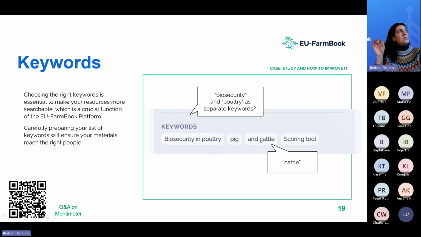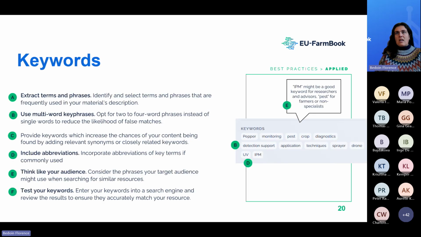The point is that you need to separate the keywords with a comma. And I guess the person has written biosecurity in poultry, comma, pig, and cattle. And that's a pity it comes out like that. It's quite easy to correct, I think, and would make it more relevant for the search.